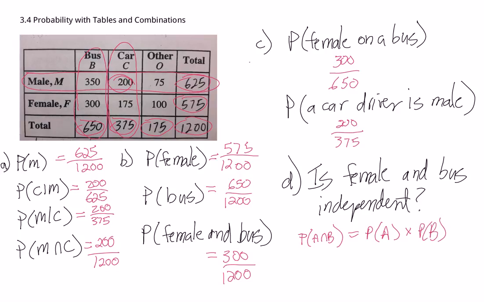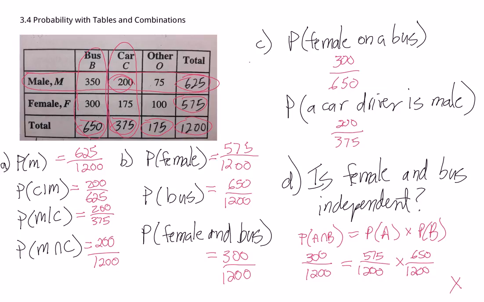Okay, so if this was true, if it was independent, those two things would be the same. So what's the probability it's a female and a bus? We already did that in the question right beside. That was 300 out of 1,200. And then the probability of just being a female was our first one in letter A, so that was 575. And letter B was a bus, so that was the 650. So the question is, is 575 out of 1,200 times 650 out of 1,200 equal to 300 out of 1,200? If you do that on your calculator, the answer is no, those are not equal.